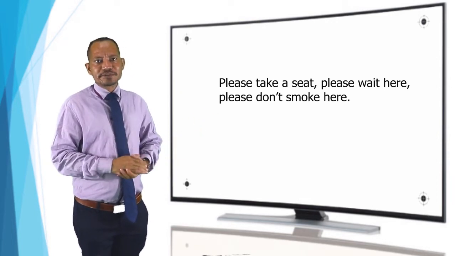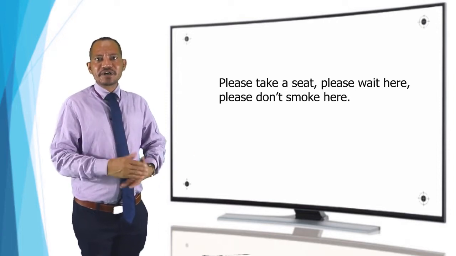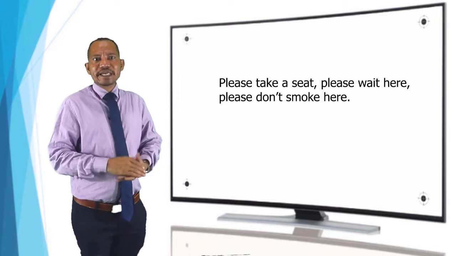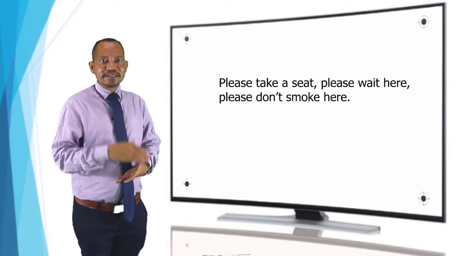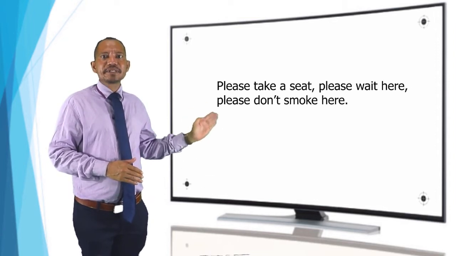In these examples, there are three base forms of the verbs serving as the imperatives for making a request, as in the examples, please take a seat, please wait here, please don't smoke here, etc.